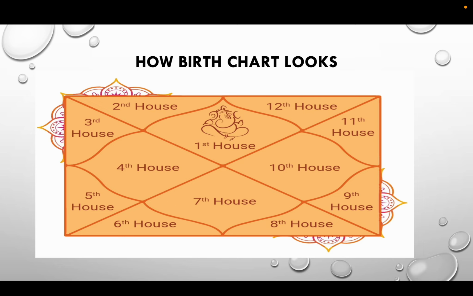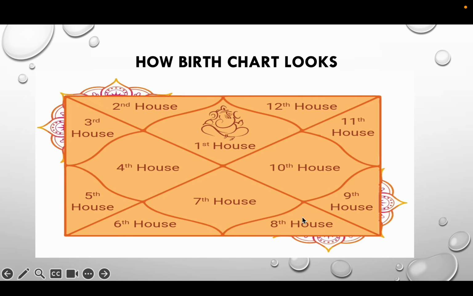Let me tell you in brief: the first house represents you, the second house represents your property and wealth, the third house represents your communication and younger siblings, the fourth house represents your mother and home, and the fifth house represents your education and love life. Apart from that, the first child is also seen from the fifth house. The sixth house represents enemies, diseases, debts. The seventh house represents your spouse, your business, how your business is going to be.